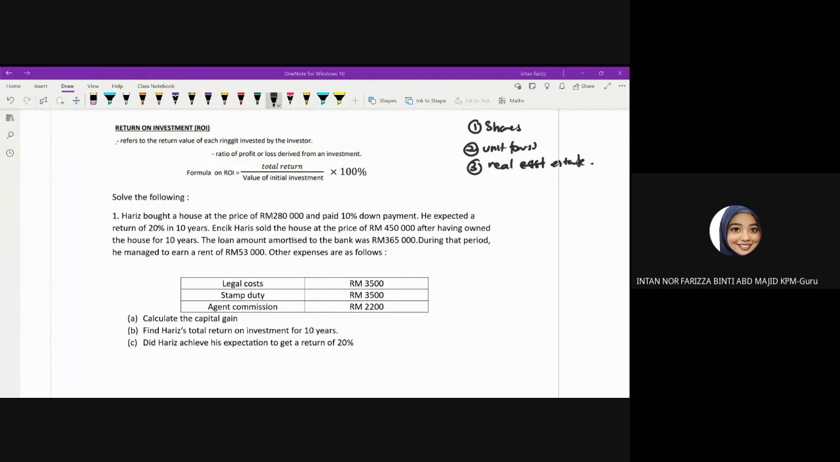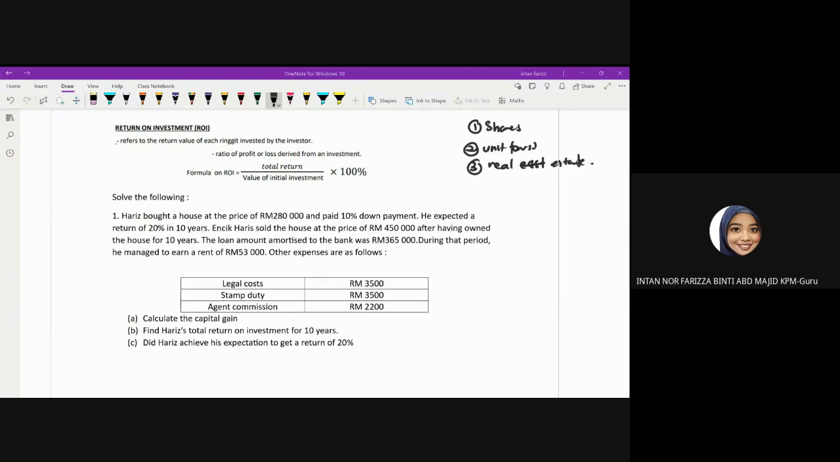Which one is the least risky? Very low risk is actually unit trust. Why? Say you have 1,000 and you buy unit trust. You just put the money inside the unit trust account, inside the policy. The agent will update you and send you the statement to see whether you make a profit or a loss, depending on the current economic situation. So that is the lowest risk.